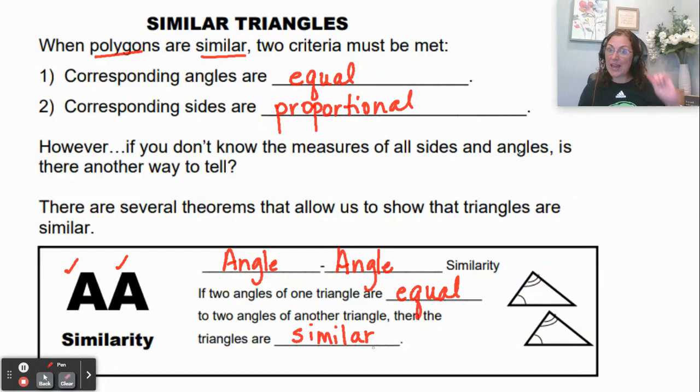So if you know that two angles are equal to each other in separate triangles, then you can show that the two triangles are similar. Basically, one is a smaller version of the other one. Think of it being like shrunk down. And that's what we get when you are similar.